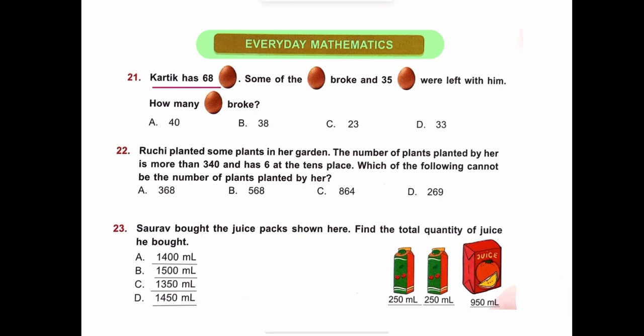Okay. Next, everyday mathematics. Question 21. Karthik had 68 eggs. Some of the eggs broke and 35 were left with him. How many broke? Okay, so in this we have the total number of eggs given, 68, and some broke and 35 left. So the broken ones were, if we subtract this 35, it is 33, option D.